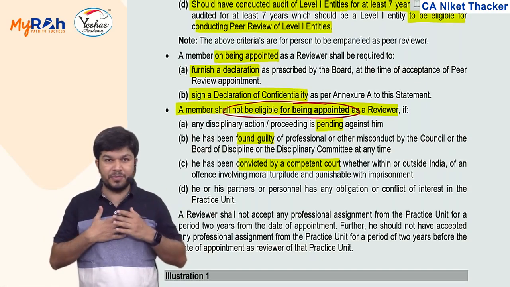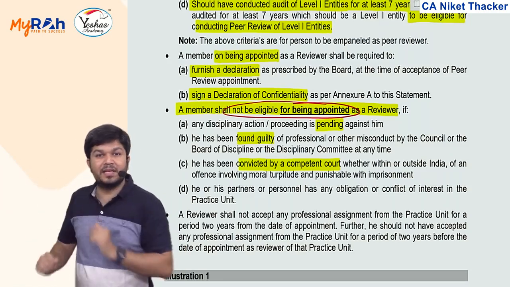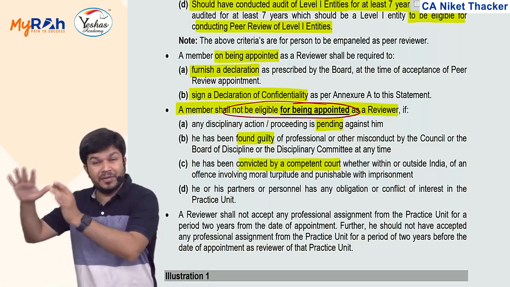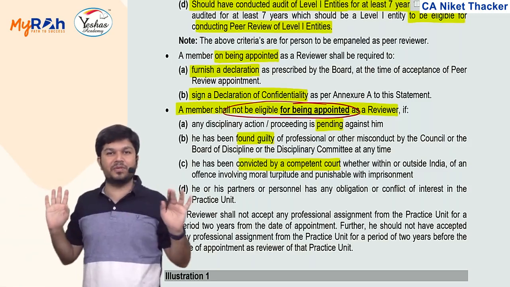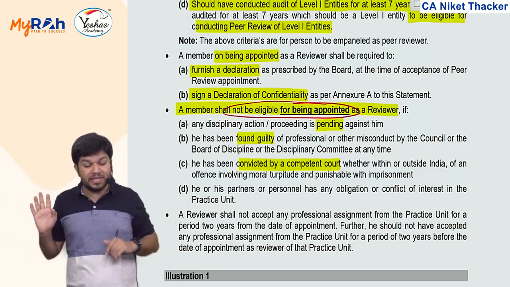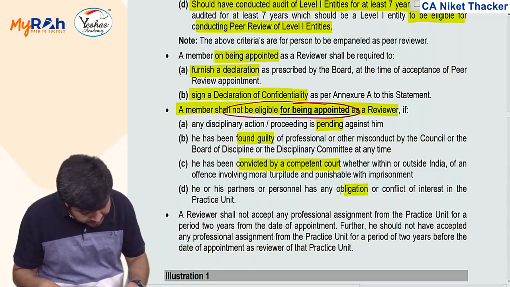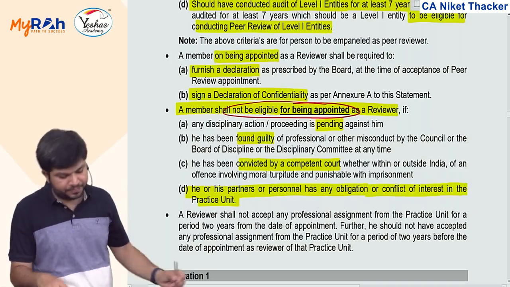Okay, I am a reviewer. They want me to review the firm A and Company. Now, A and Company is my son's firm only. I can't do it. I have a conflict of interest in PU. So he or his partner cannot have any obligation or conflict of interest in PU.